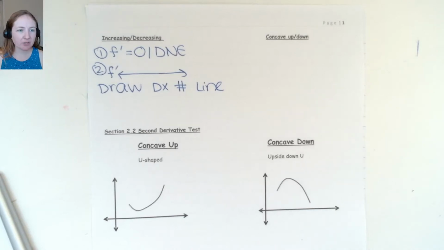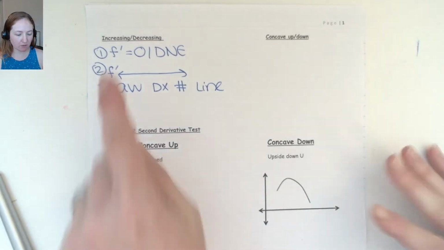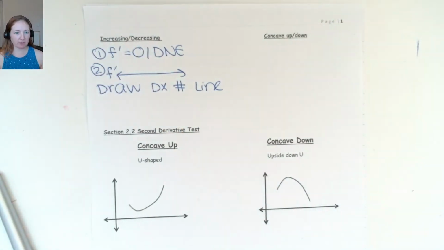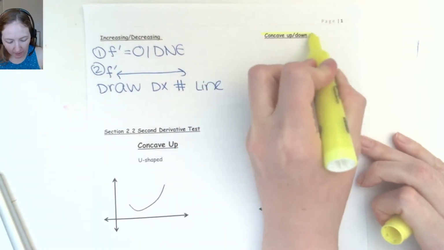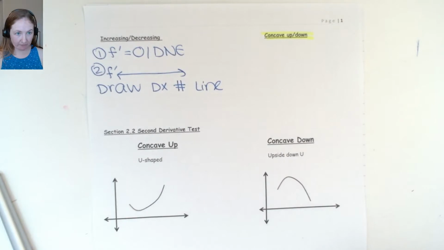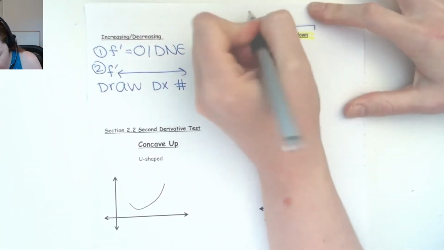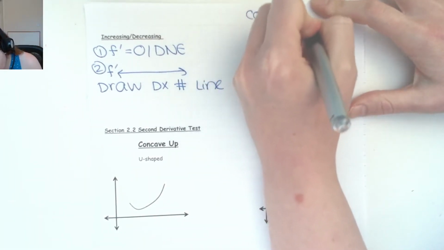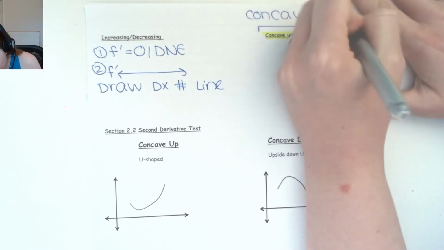All right, so in the last section, we talked about increasing and decreasing, and this is where we're at. To find the intervals where it's increasing and decreasing, we set the first derivative equal to 0 or does not exist, and then we draw our derivative number line. Now, in this next section, we are going to be talking about a concept known as concavity, and there's two characteristics. You can be concave up or concave down. So this is going to be our concavity test, or test for concavity.